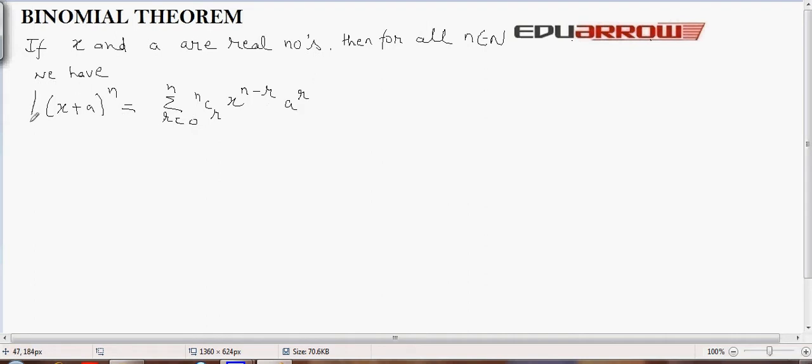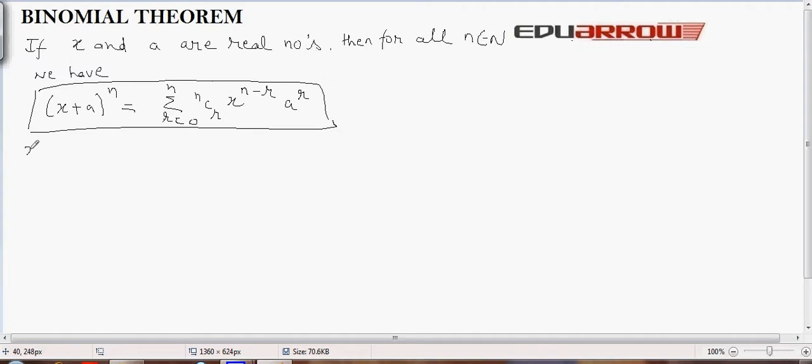So this is the binomial theorem, that is x plus a raised to n will be equal to summation of r is equal to 0 to n nCr into x to the power n minus r into a to the power r, that is the expansion of x plus a raised to n.